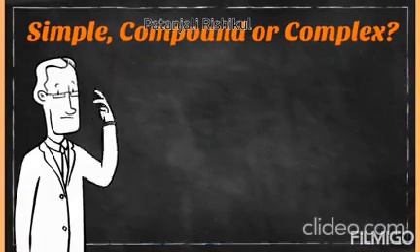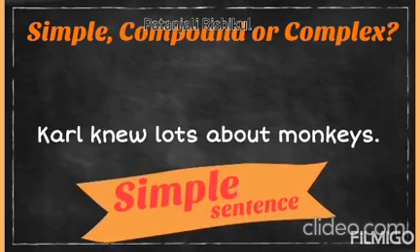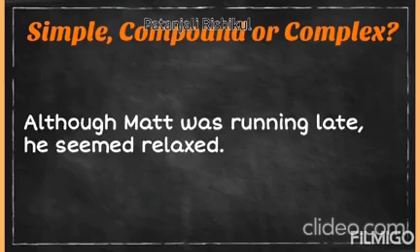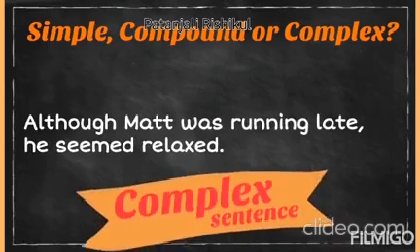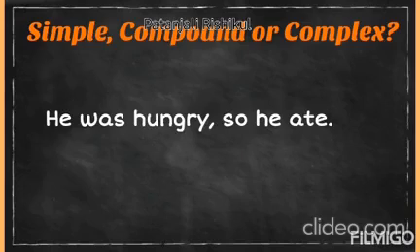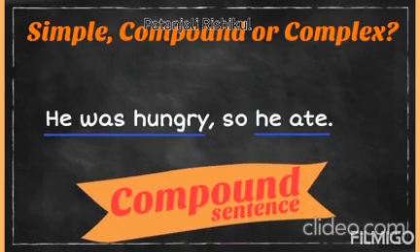See if you can work out the structure of these sentences. Carl knew lots about monkeys. That's right, it's a simple sentence. It has one subject and one verb. Let's try another one. Although Matt was running late, he seemed relaxed. That's right, it's a complex sentence. It has an independent clause, which is a completed thought, and a dependent clause, which isn't a completed thought. One more. He was hungry, so he ate. It's a compound sentence. It has two independent clauses. They are both completed thoughts, joined using the coordinating conjunction so.